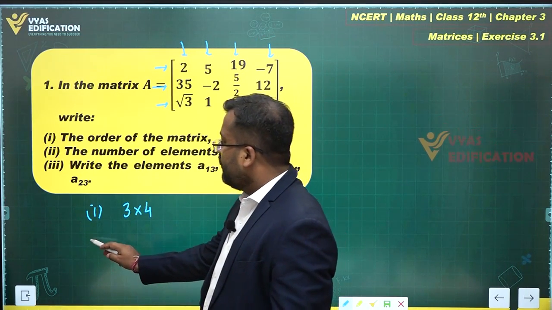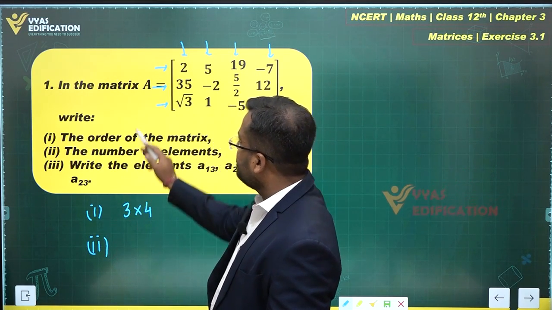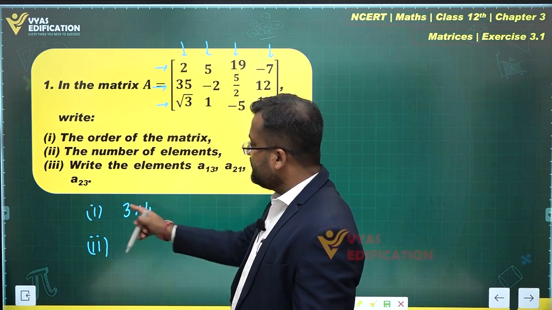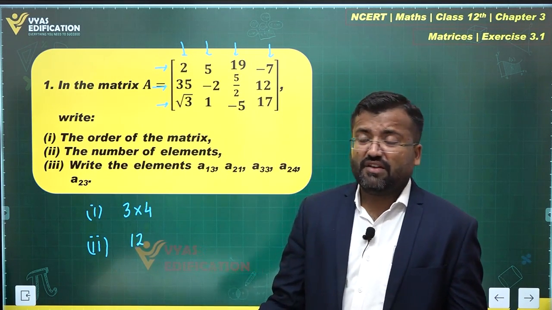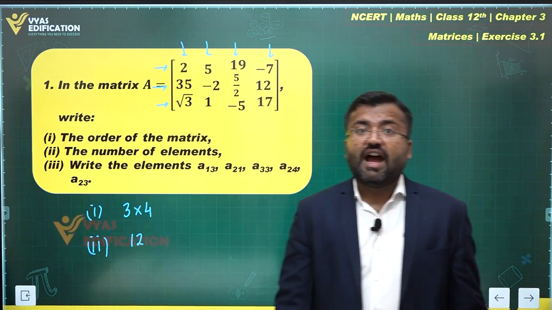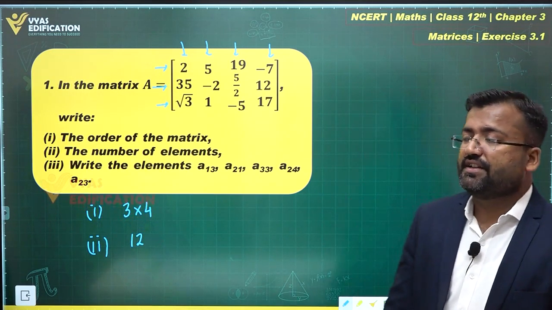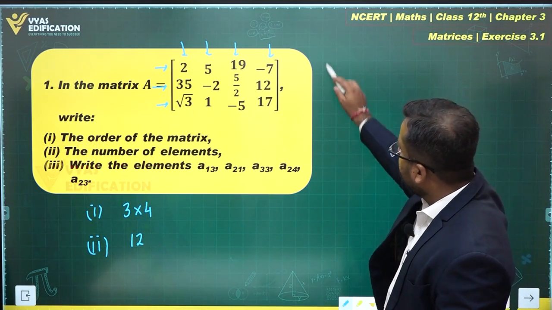What about the number of elements? The number of elements is equal to the number of rows times the number of columns, which is 3 into 4, which is 12. Simply 12. We simply multiply these two together and we get the number of elements in this matrix. What about the third part? The third part is also very simple.